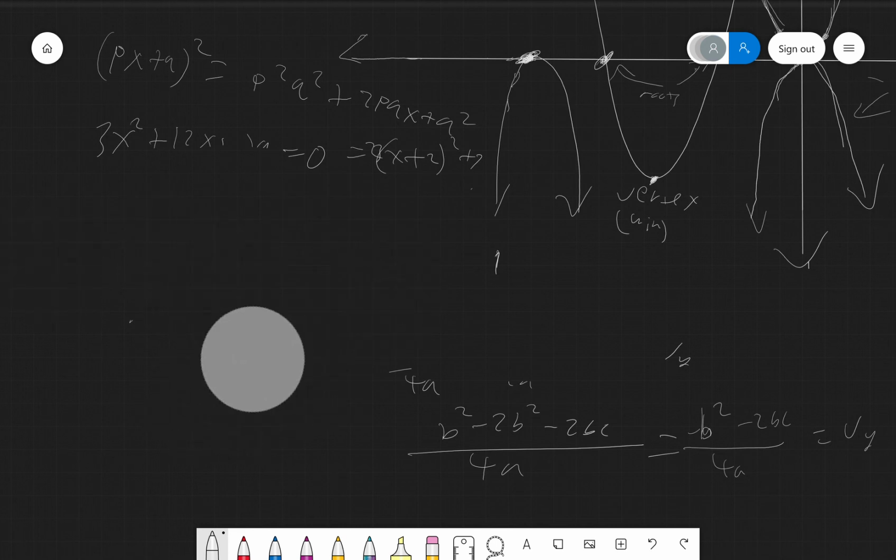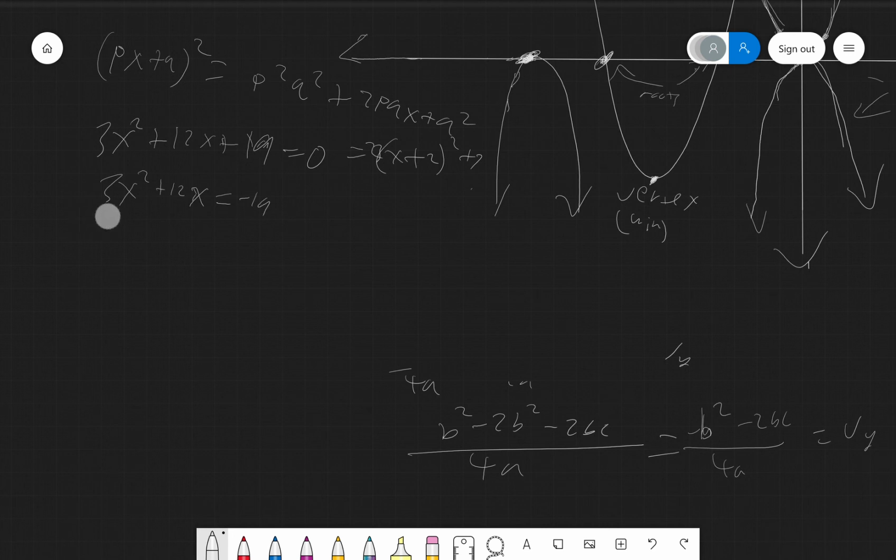Now completing the square is more annoying. To complete the square, what we do is we just subtract 19 on both sides. Then we divide by 3. We just divide by the leading coefficient. So now we get x squared plus 4x equals negative 19 over 3.